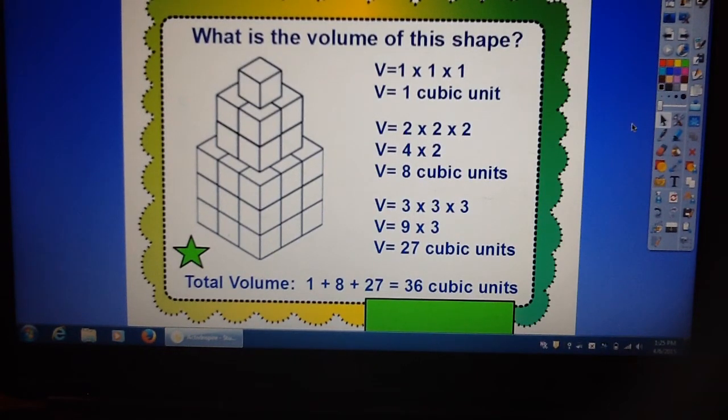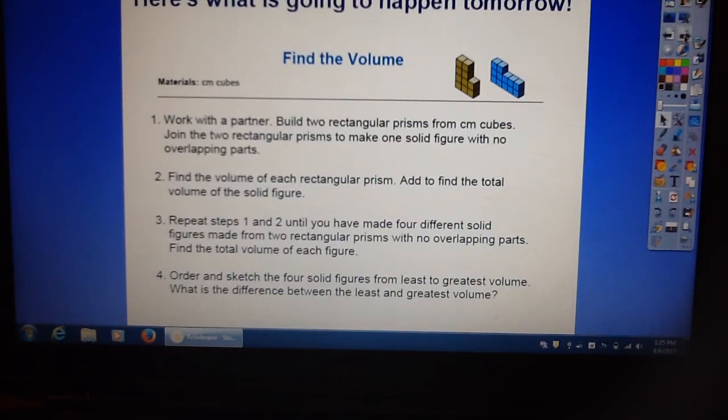Now, tomorrow, I'll give you a heads up. Tomorrow we're going to be making shapes with partners, and then we're going to find the volume of them, and we're going to put them together so that they're not overlapping, and then we'll find the volume of that. So tomorrow we will be able to use the cubes to find volume.